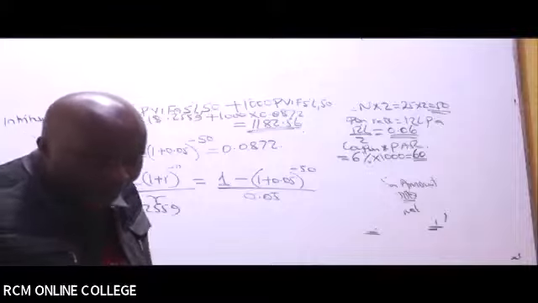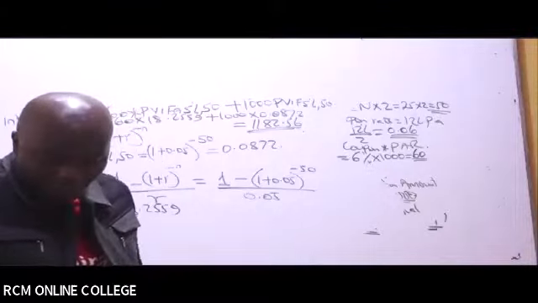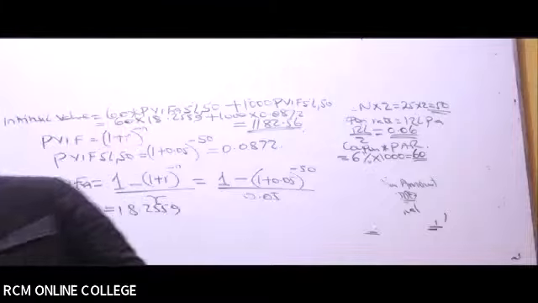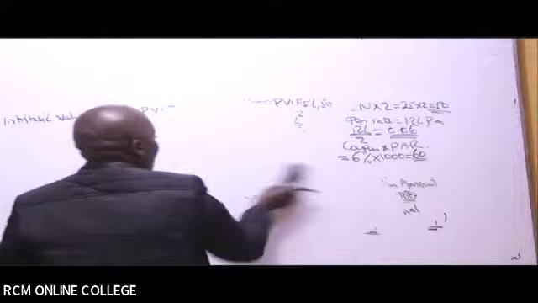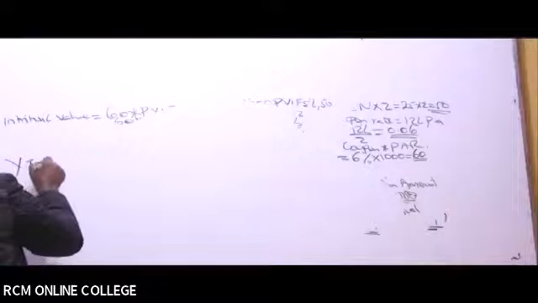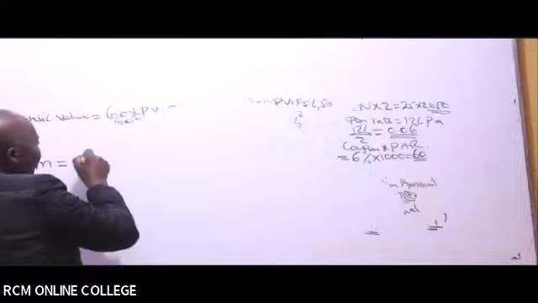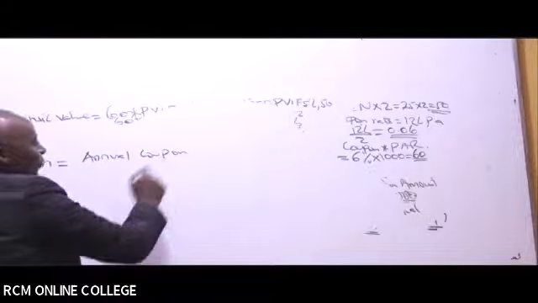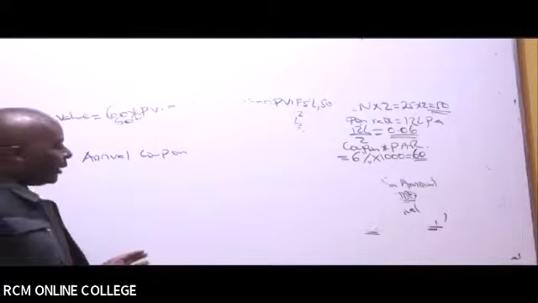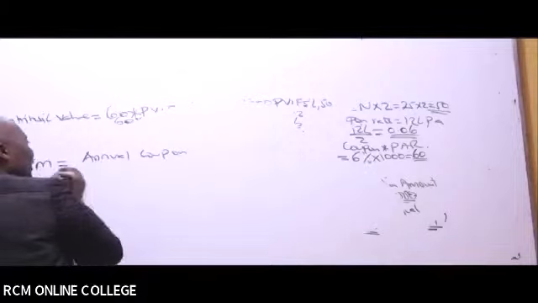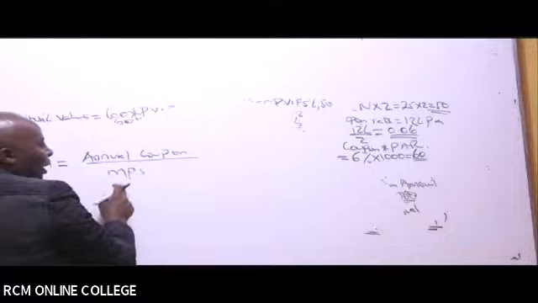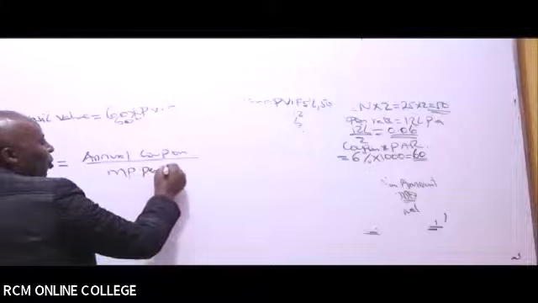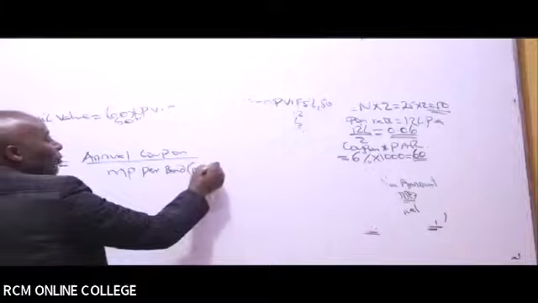Yield to maturity, you need to be very, very careful. Many students are not able to get this. How do we get yield to maturity? To get the YTM for a redeemable bond, it's very easy. You simply give us the annual coupon. And then remember, anytime you hear the word yield, there must be a market price down. You can call this the market price per bond, but remember that this has to be the intrinsic value.